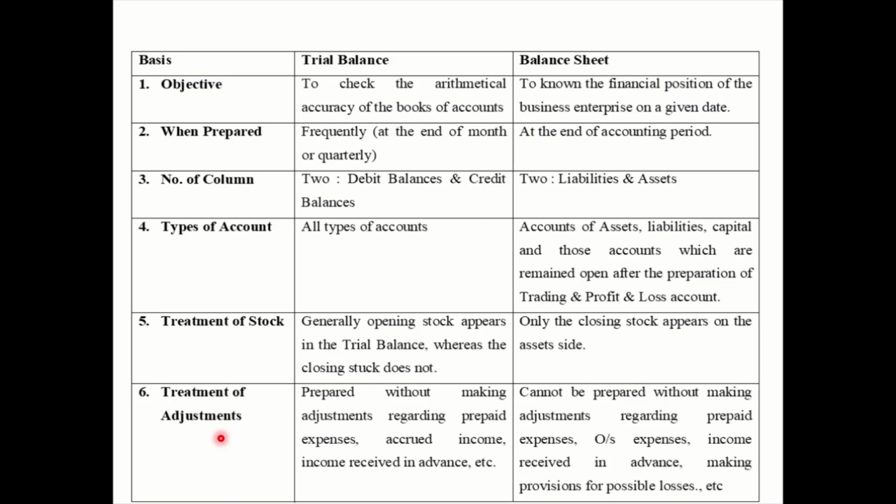Treatment of adjustment: trial balance is prepared without making adjustments regarding prepaid expenses, accrued income and income received in advance. Balance sheet cannot be prepared without making adjustments regarding prepaid expenses, outstanding expenses, income received in advance and making provision for possible losses. This is all about the difference between trial balance and balance sheet. Thank you.